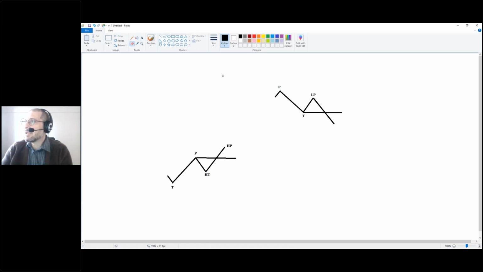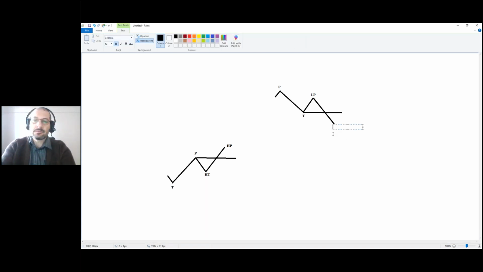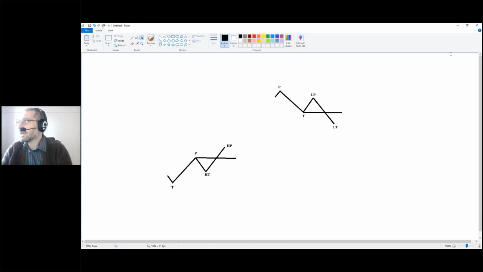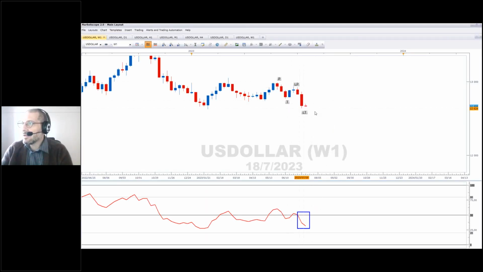I beg your pardon. Lower peak, followed by a lower trough. Okay, take a look at the greenback on the weekly basis. Lower peak, lower trough. Okay, take a look at the RSI. It's below 50. Let's go down to the daily chart.